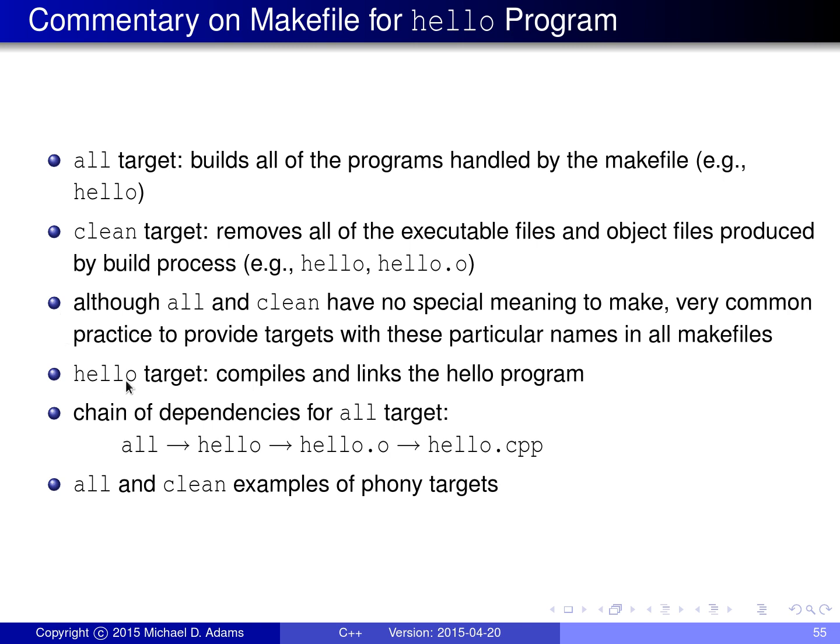And we had a hello target, which compiles and links the hello program. And we talked about the chain of dependencies in the example for the all target, which was what's listed here. And all and clean were examples of phony targets, because when you make all, it doesn't actually build a file called all, and when you make the target clean, it doesn't actually create a file called clean.